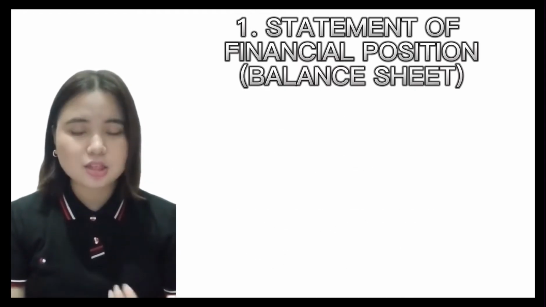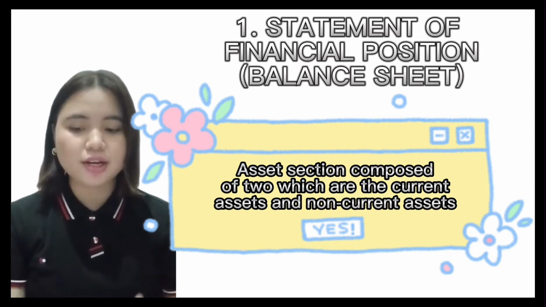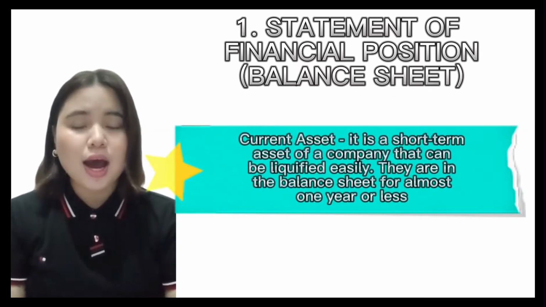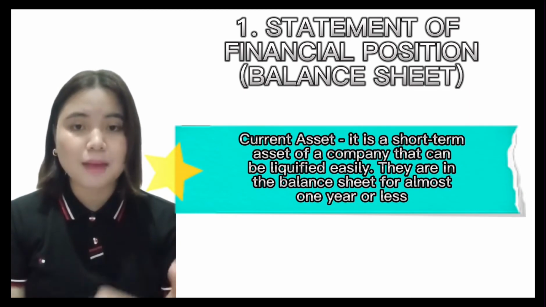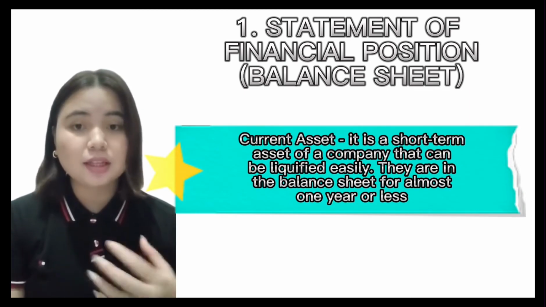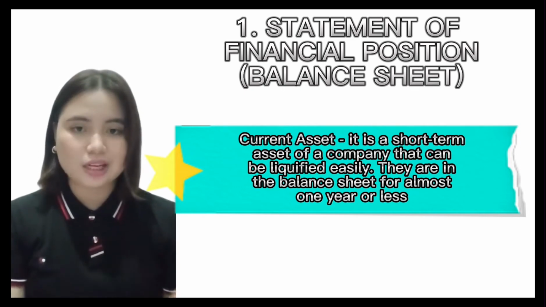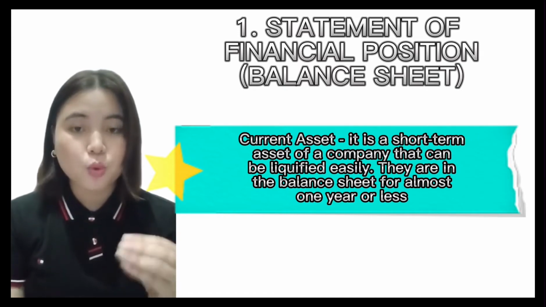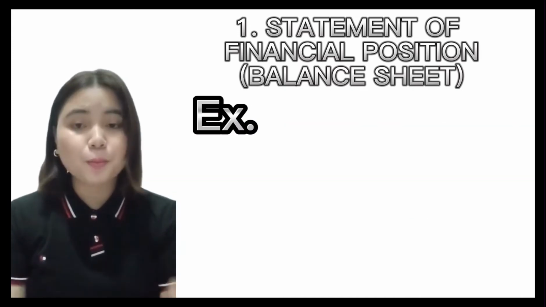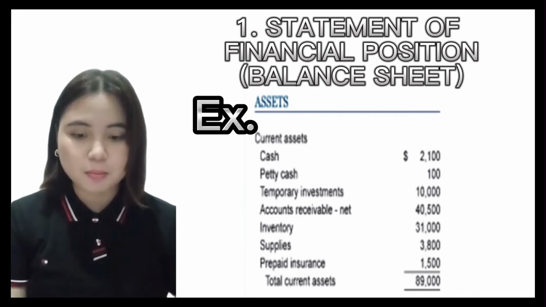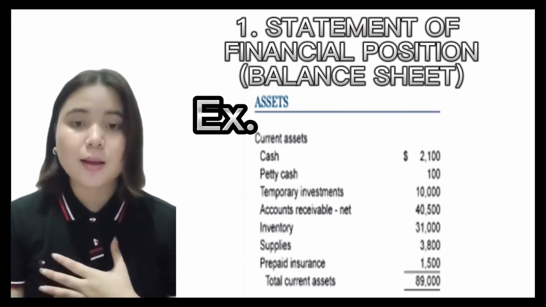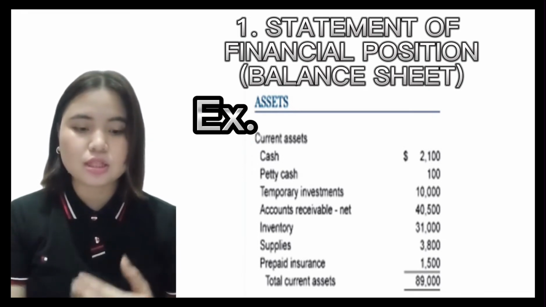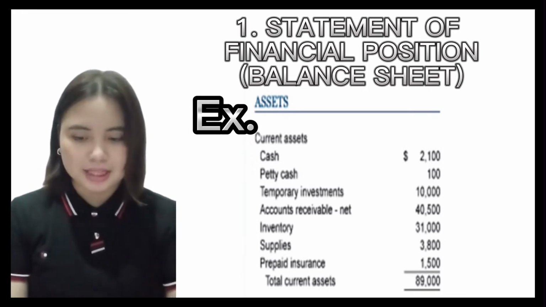Ang asset section po is composed of 2, which are the current asset and the non-current asset. Ang current asset is a short-term asset of a company that can be liquefied easily or quickly. Also, they are on the balance sheet for 1 year or less. Examples po nito are cash, accounts receivable, inventories, and prepaid expenses. Yung prepaid expenses ay yung mga goods na in-advance payment na natin.